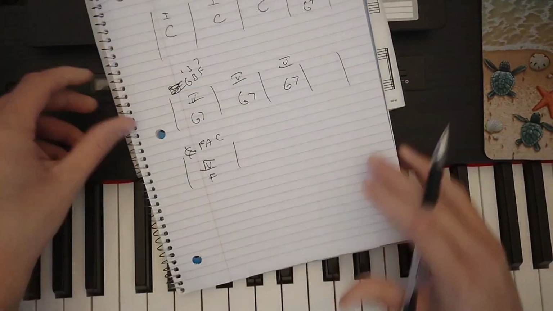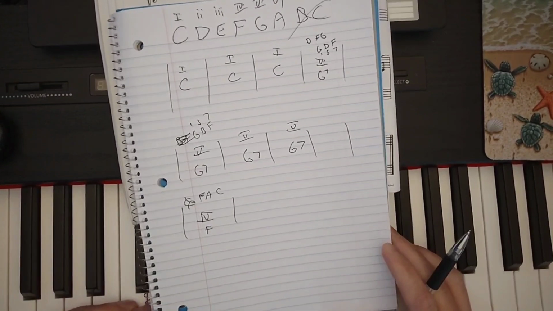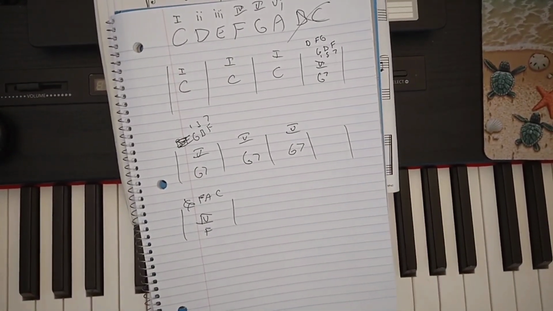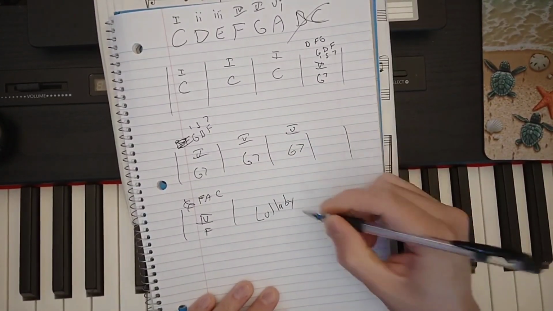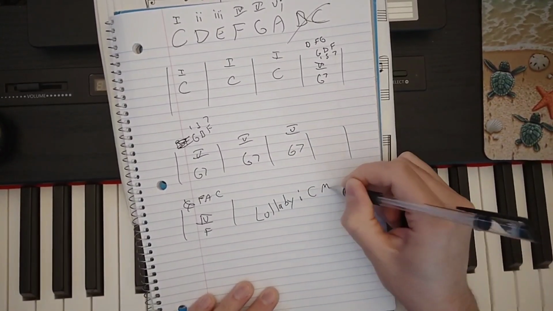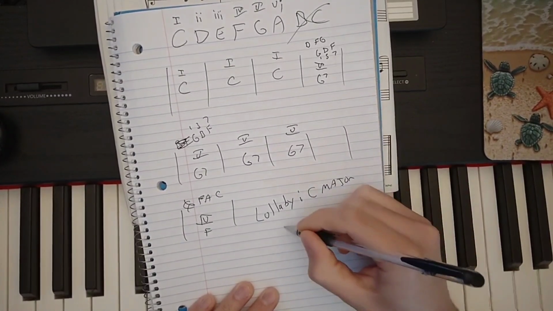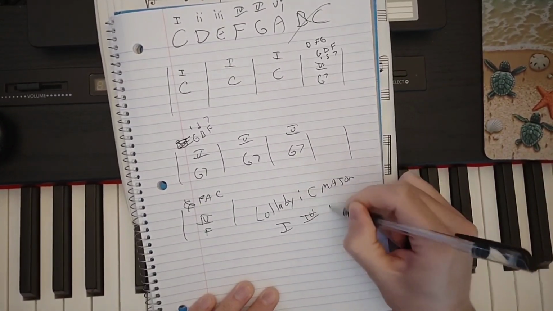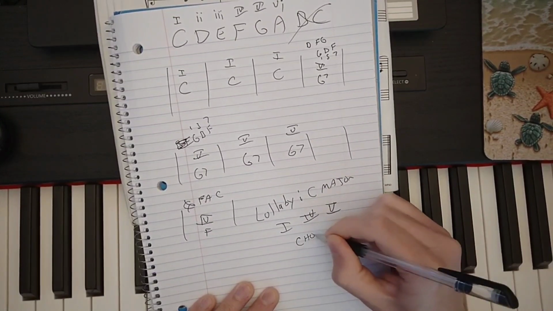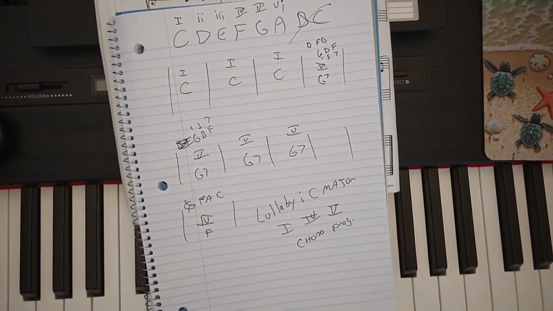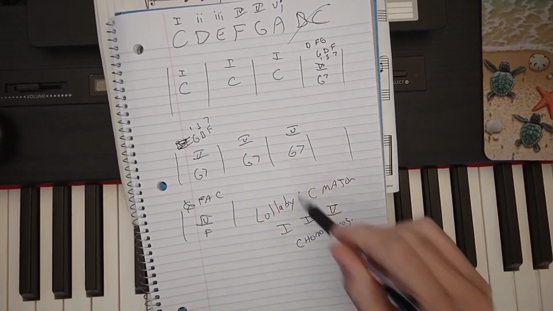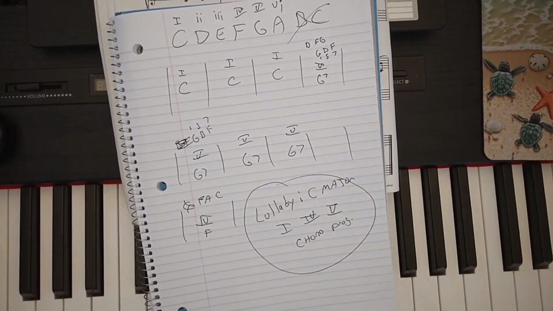And then you guys are just going to have to trust me on the remainder of the song that it stays in the key of C with those 3 chords. So if you were going to discuss what Lullaby is in the key of C major, it does a 1, 4, 5 chord progression. All right? That is the harmonic analysis of the song Lullaby.